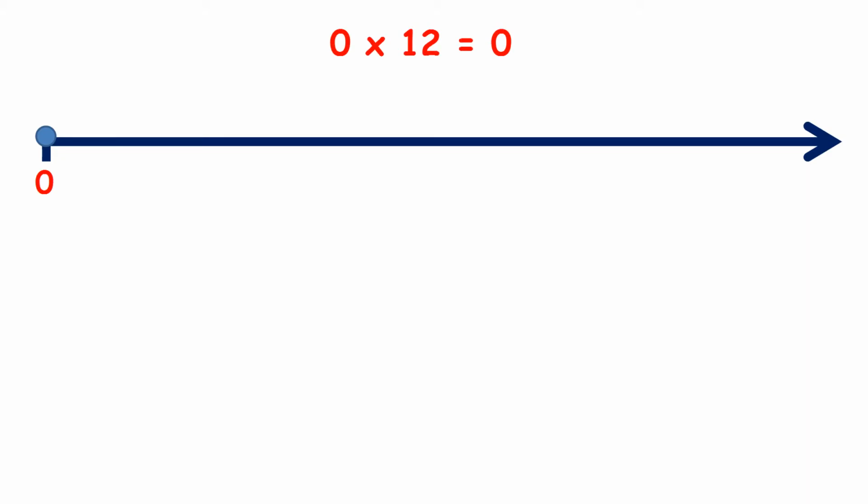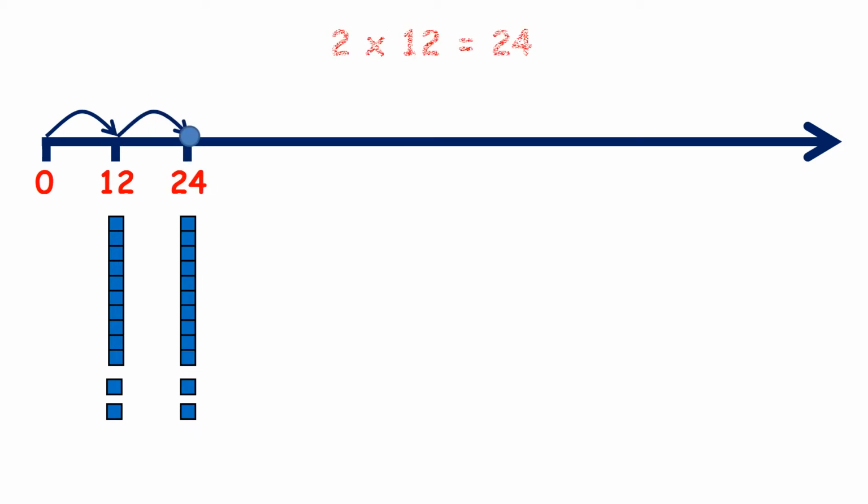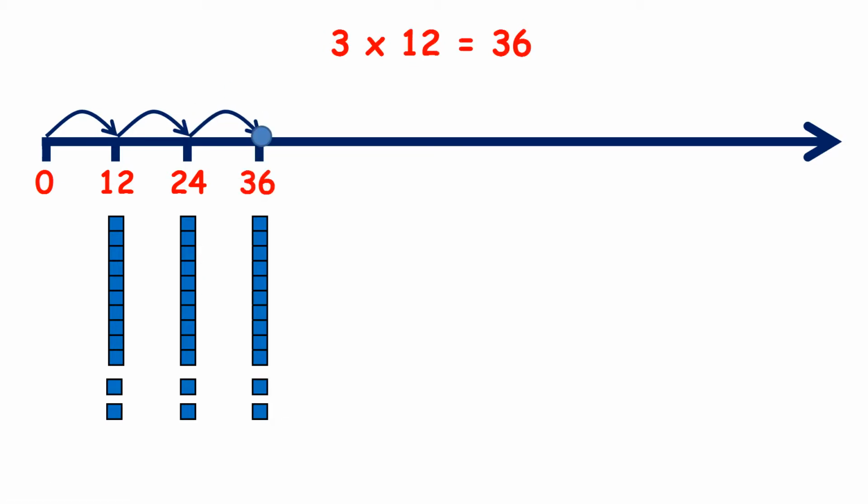0 times 12 is 0. 1 times 12 is 12. 2 times 12 is 24. So here we have two groups of 12, so we have 24. 3 times 12 is 36. So here we have 3 groups of 12 blocks, which gives us 36. 4 times 12 is 48.